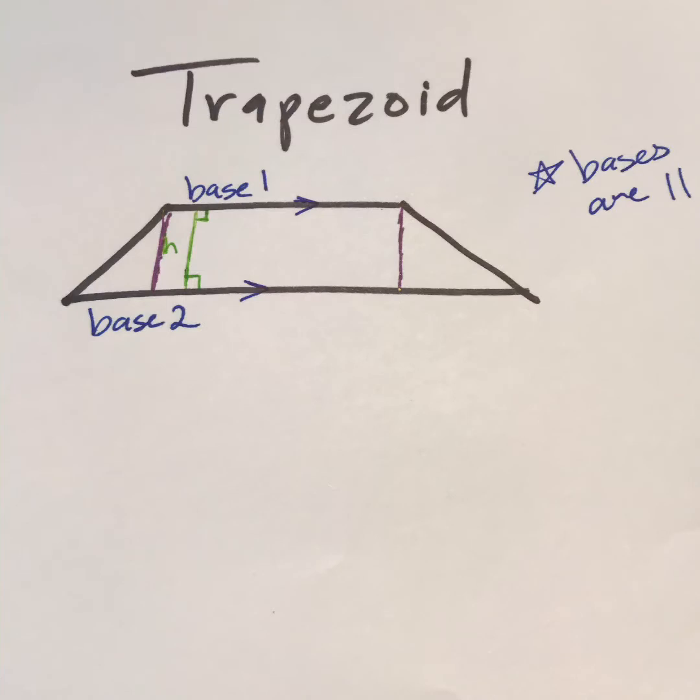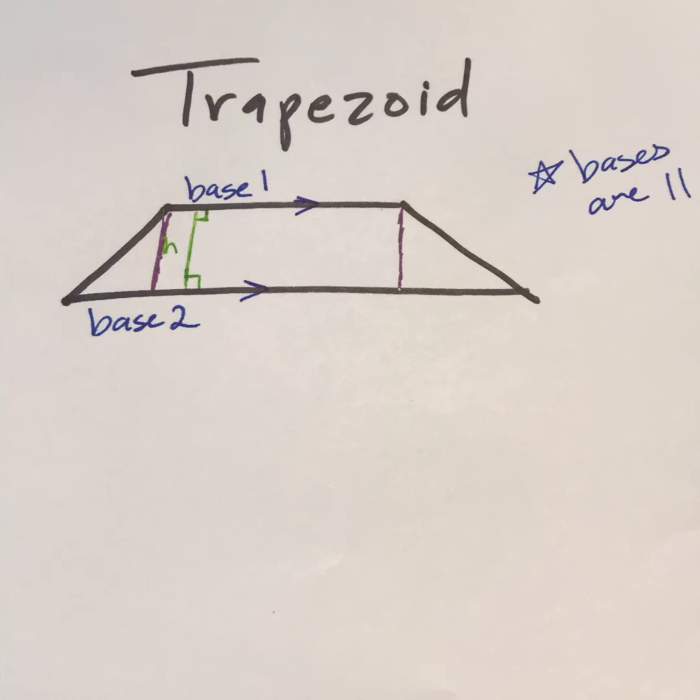Now I've started to draw some purple lines on this paper to show the way that I'm thinking about this. I am looking at this as a rectangle in the center with two triangles on the outside. Those rectangle heights are the same height as the difference between the bases, still measured perpendicular.